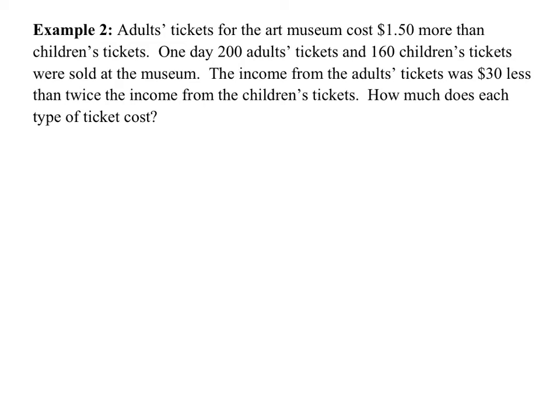Income from the adult tickets, that's right here. 200 tickets sold was, which is the equal sign right there, 30 less than twice the income from the children. The income of the children is 160x. So 30 less than twice that. So you're literally using that sentence to read that equation. My recommendation is read the sentence twice. Make sure you can identify which part of the sentence comes in this equation. That way you can explain that.